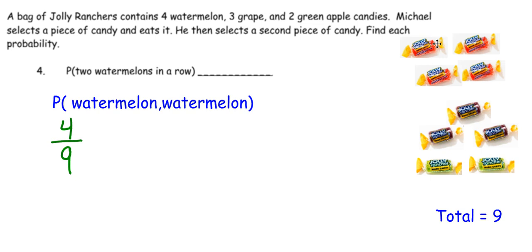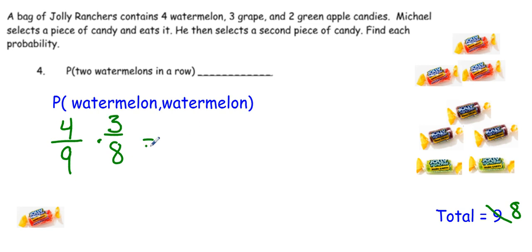So I draw a watermelon and I eat it. Now how many candies do I have? 8. And how many of them are watermelon? 3. So we can reduce this here. So I have a 1 in 6 chance.